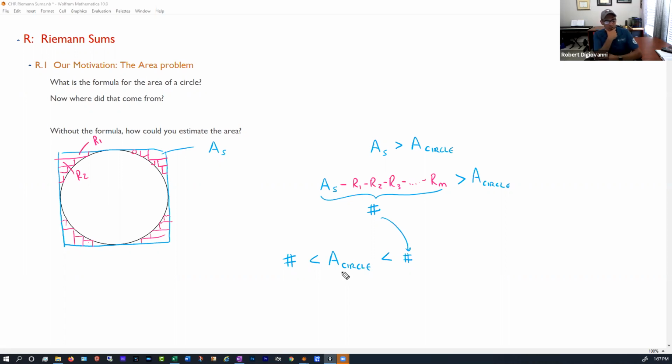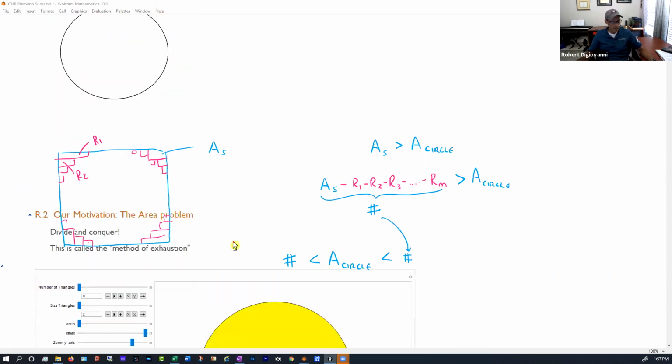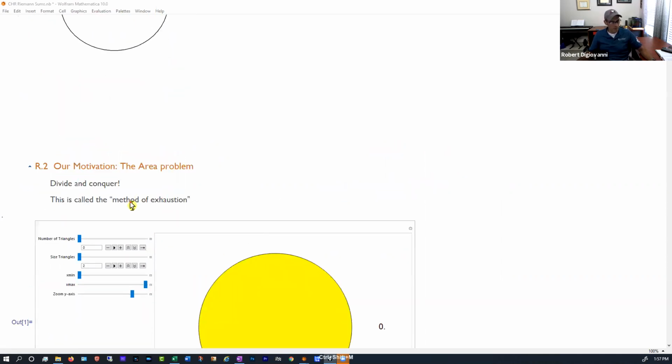But as you might imagine, to do this precisely would take a lot of time, right? A lot of measurements. You'd have to be very precise with your measurements. It would be somewhat exhausting, wouldn't it, to do this by hand? Now, this method actually has a name, and it is called the method of exhaustion. Okay, I'm not making it up. That's called the method of exhaustion.